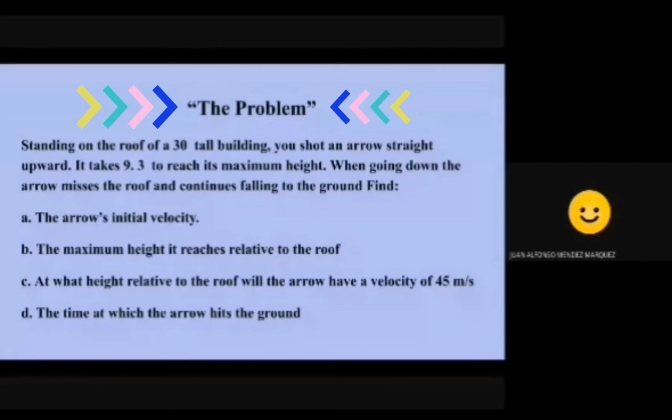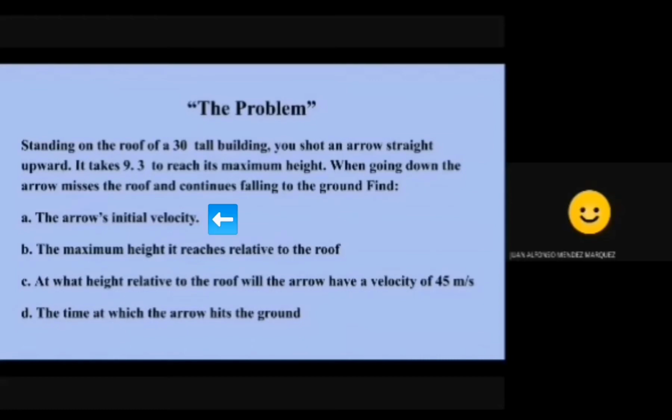This is our exam. The problem tells us, standing on a roof of a 30-meter tall building, you shoot an arrow straight upward. It takes 9.3 seconds to reach its maximum height. When going down, the arrow misses the roof and continues falling to the ground.